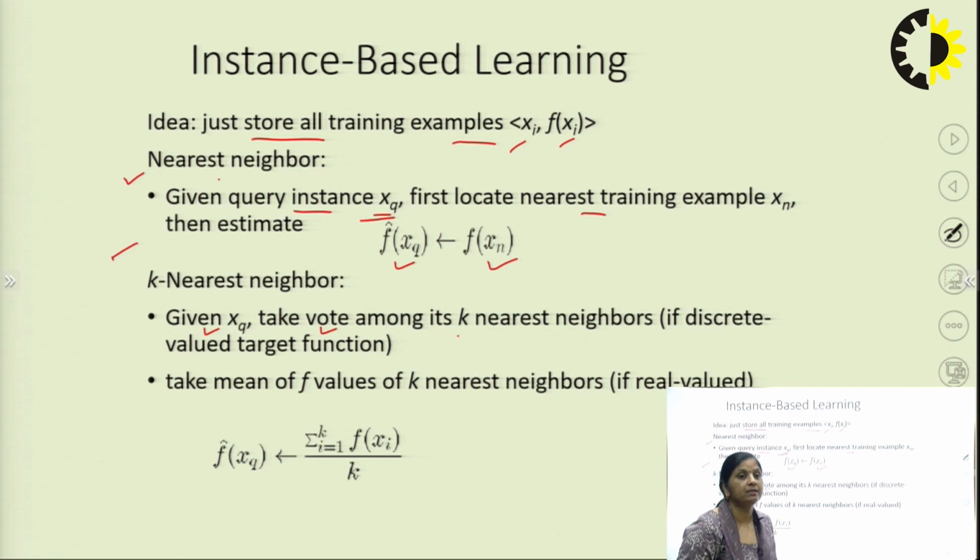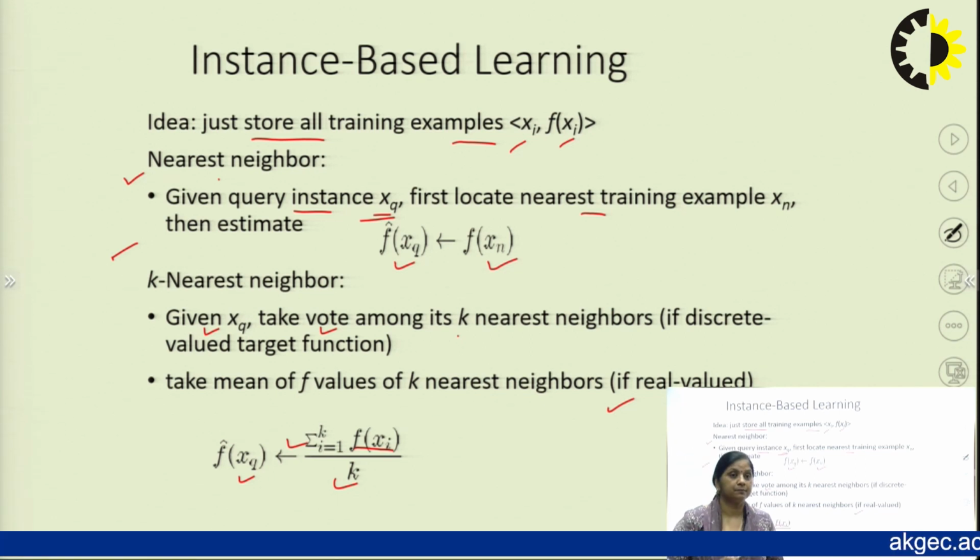Let me say I have k examples, and in those k examples the maximum belong to the positive class, then our query will belong to the positive class. If the maximum belong to the negative class, then the query will be classified as negative. The second case is real valued. If I have a real valued problem, we will take the mean of the f values of the k nearest neighbors. In case of classification, we find the maximum number of classes and assign the query point accordingly. In case of regression, we see the k nearest neighbors and find the mean value: the sum of the output values of the k nearest neighbors divided by k. In the discrete valued case, we take the class with the maximum number of instances.